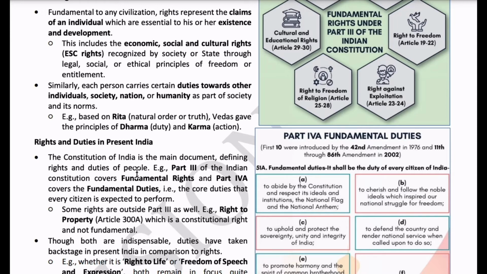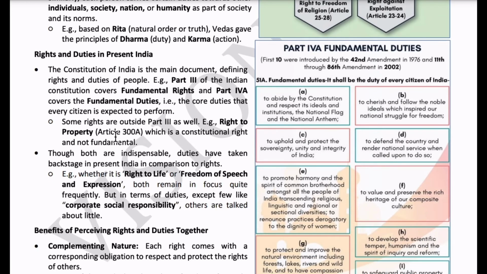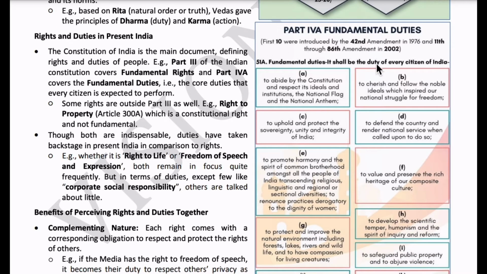Next we come to fundamental duties. These are the core duties that every citizen is expected to perform. Let's look into Part 4A. Under article 51A, fundamental duties, it shall be the duty of every citizen of India to abide by the Constitution and respect its ideals and institutions, the national flag and the national anthem. That means we have to respect our Constitution, our ideals and institutions, the national flag and national anthem.